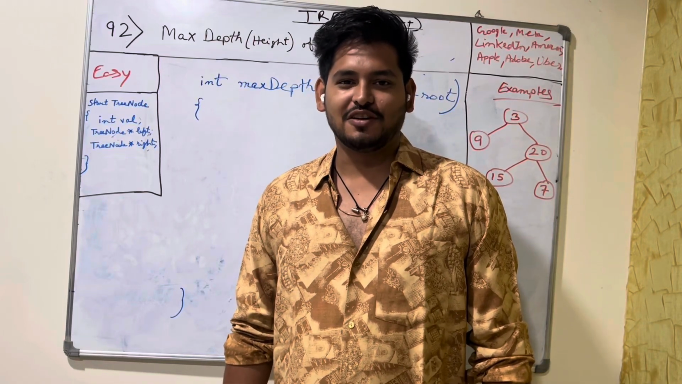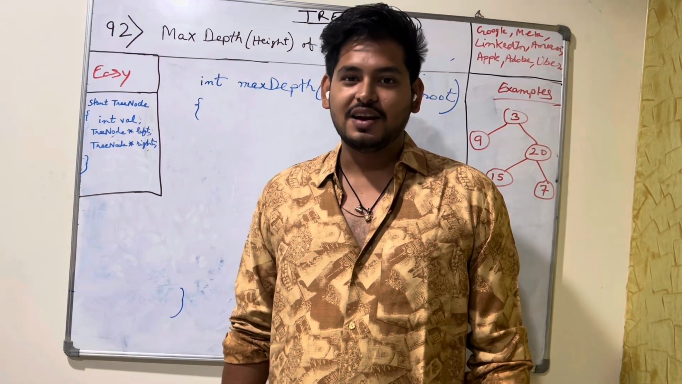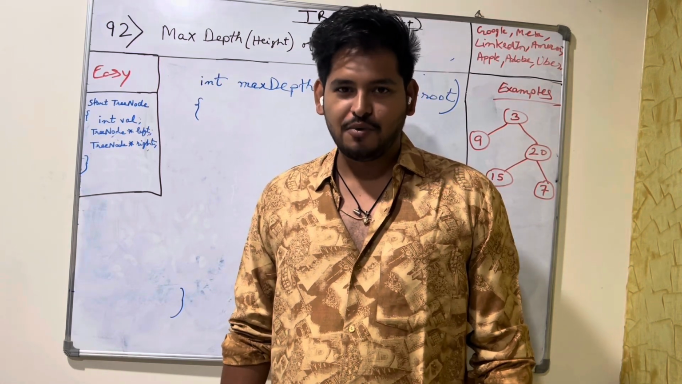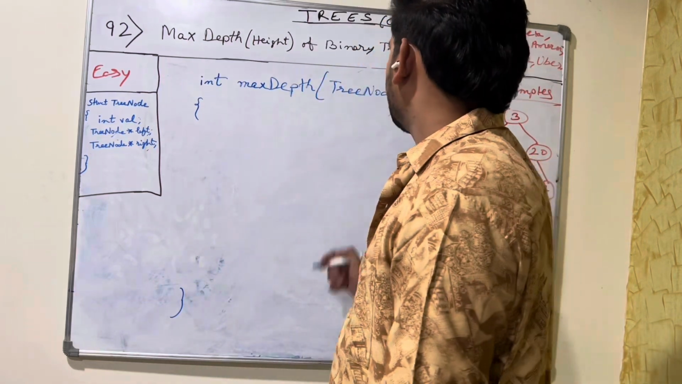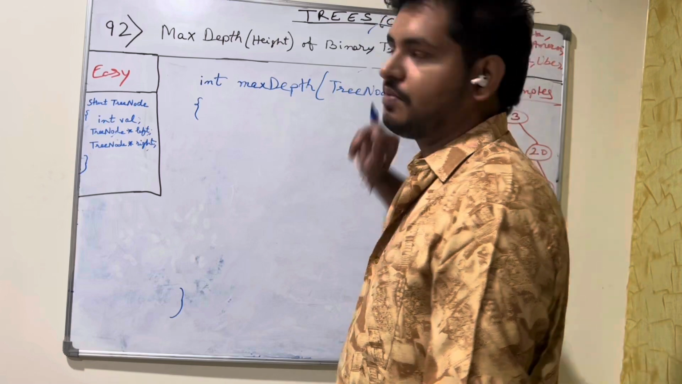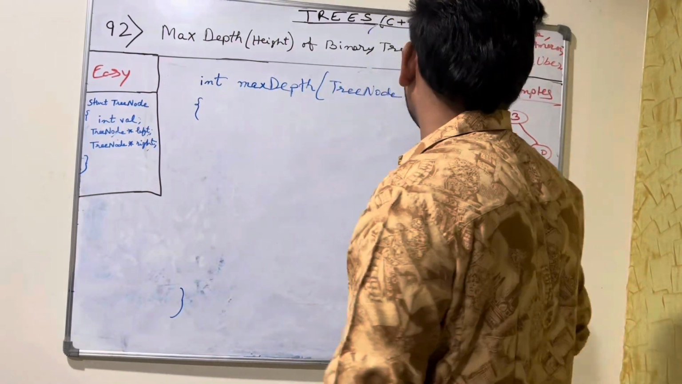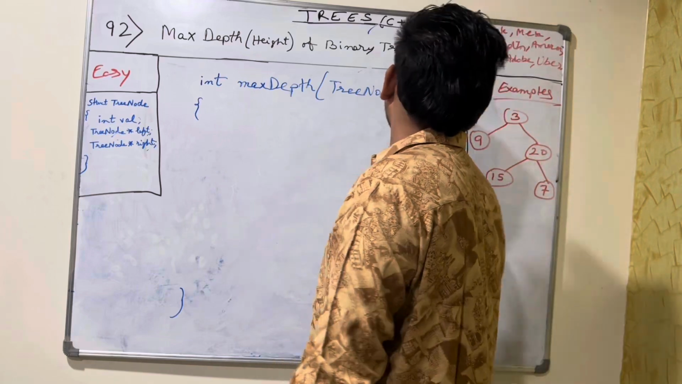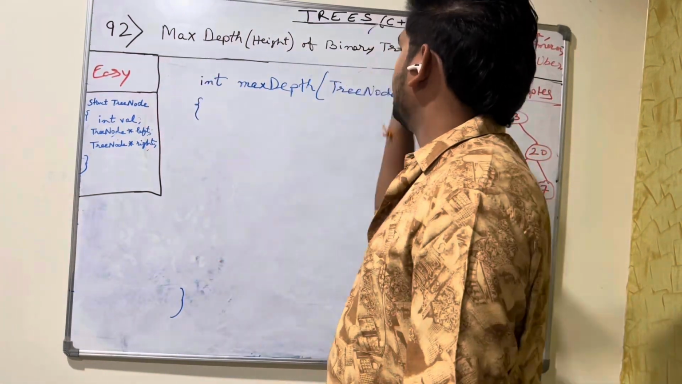Today we are going to solve the 92nd question of the problem solving series and the second question of the topic trees. Trees is a very important topic in our problem solving series and a lot of companies ask questions majorly from trees. The difficulty level for this question is easy and it has been asked in Google, Meta, LinkedIn, Amazon, Apple, Adobe, Uber and many other companies. Height of a binary tree.